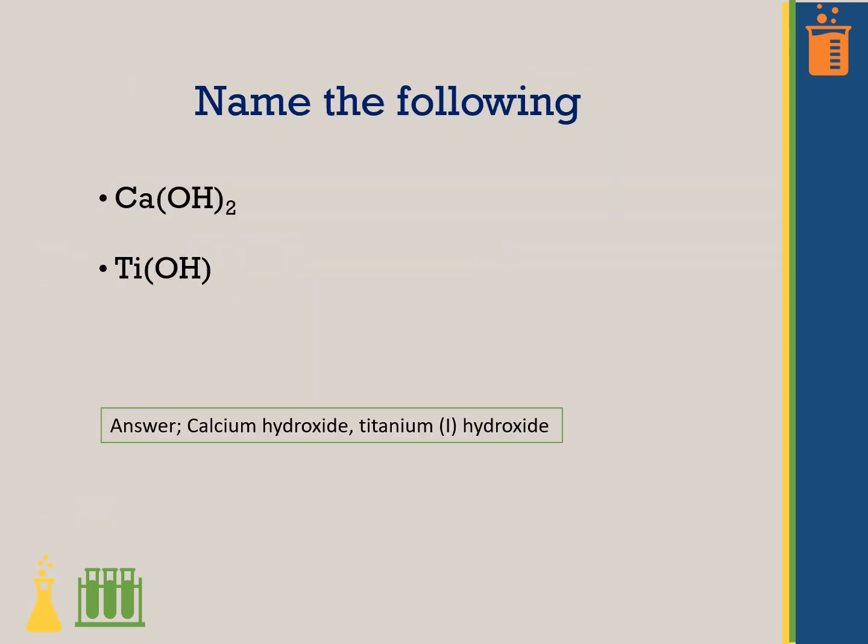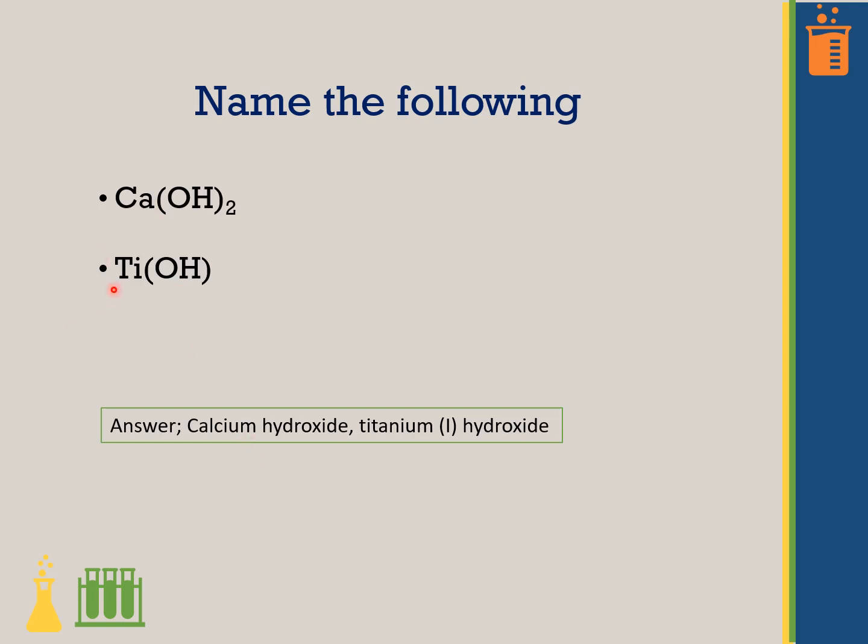All right, let's name these compounds. Ca(OH)2: Ca is calcium, OH is hydroxide. Again, I didn't state that there were 2 of them because we can predict that from the formula. TiOH: when we look on the periodic table, titanium is a transition metal, so we're going to have to state the charge in the name. I forgot to emphasize when I talked about naming calcium hydroxide that Ca is in group 2, so it's a family A cation. We don't state the charge in the name. We just state the name calcium.